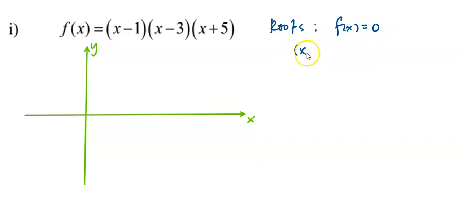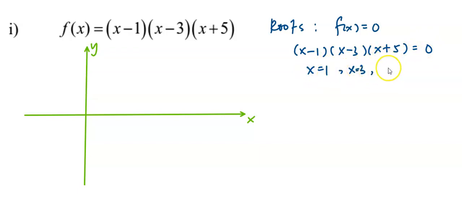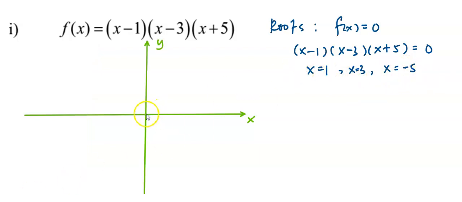Let f(x) equal 0, meaning that the multiplication of these three linear factors equals 0. We can easily get the roots: x equals 1, x equals 3, and x equals negative 5. This means that our graph will pass through the x-axis at these points. Now we can just sketch the point x equals 1 over here, 3 will be here. So we just plot the points on our axis.